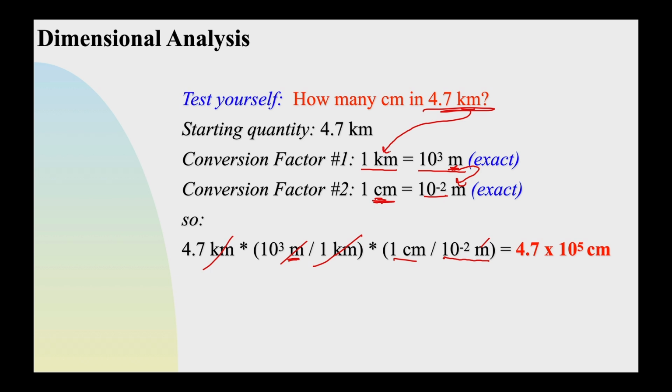So this is how this works. And all the problems we're going to do in chemistry are like this, all right? You're starting with one thing. You want to convert it to something else. You need sometimes one, sometimes more than one conversion factor. This is how you get to the final answer.